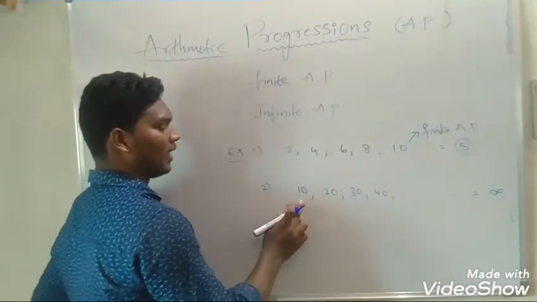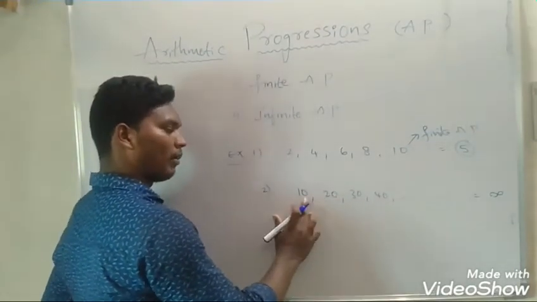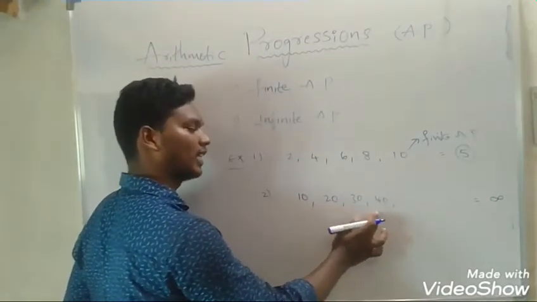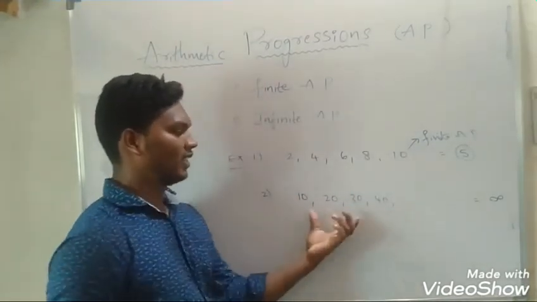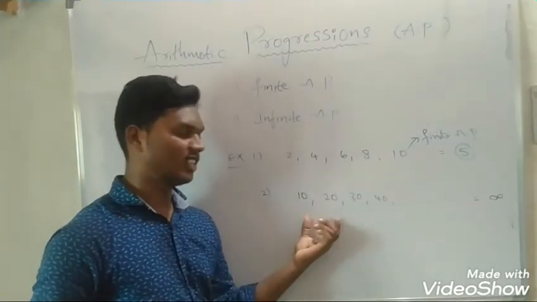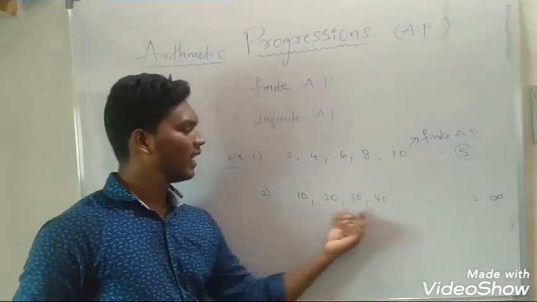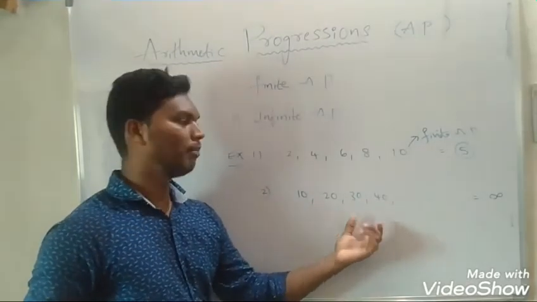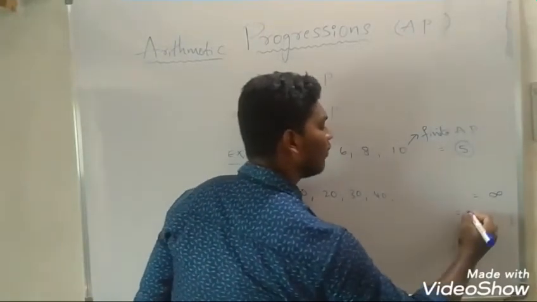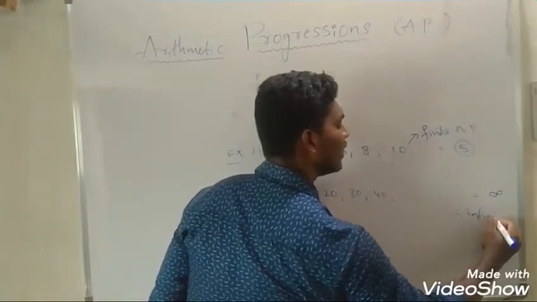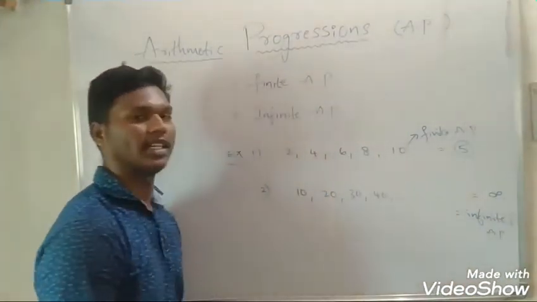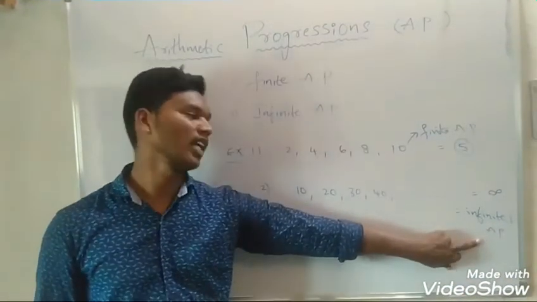And check for example 2. Here 20 minus 10 is 10. 30 minus 20 is 10. 40 minus 30 is 10. Here since the common difference is 10, that is, the common difference is same, we are saying that the numbers are in AP. But here we can't express a particular number. Therefore that is the reason we are saying that example 2 is an infinite AP. That means infinite arithmetic progression.